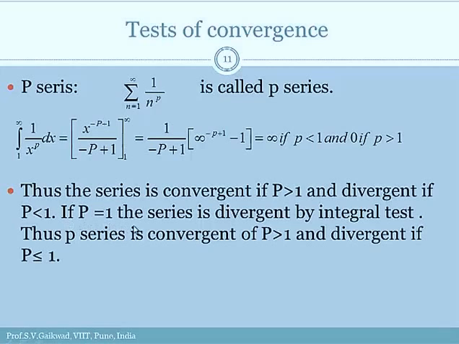If p equal to 1, again you can apply the integral test directly for that, and we will find that the series is divergent. So finally you can say that the P series is convergent if p greater than 1 and divergent if p less than or equal to 1. It's an important result, 1 upon n raised to p.